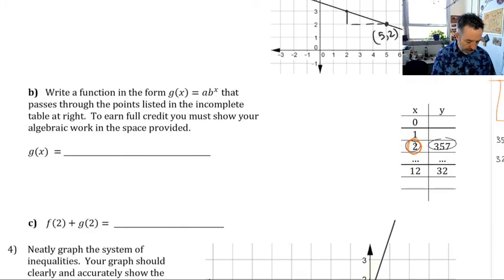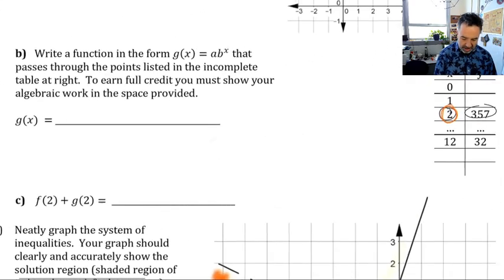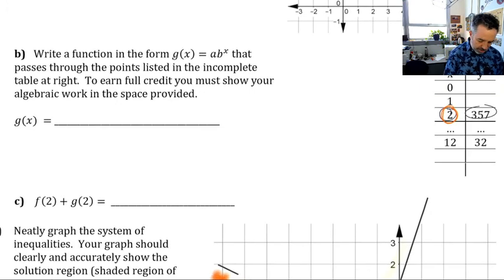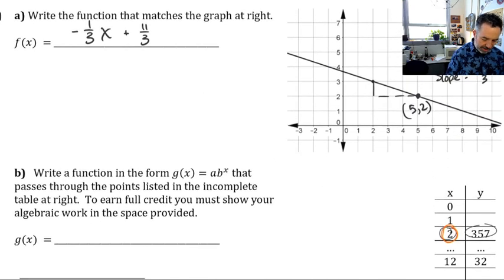Oh, look at the problem below there. It says, hey, what's f of 2 plus g of 2? Well, I know what g of 2 is. G of 2 is the number 357, so this is 357. And f of 2 is from the previous problem, right? If you put 2 into that, it gives you a value too.